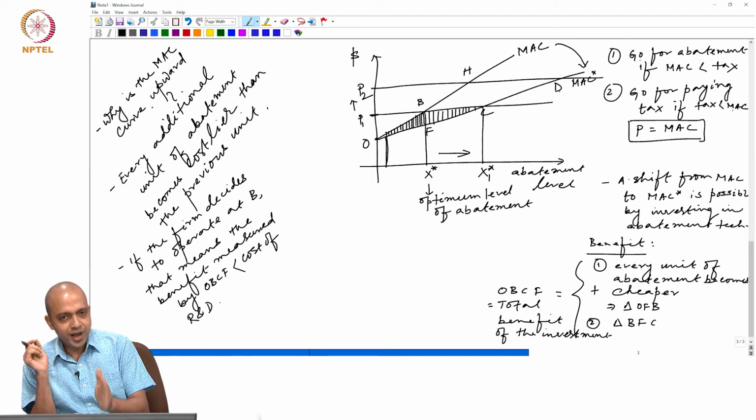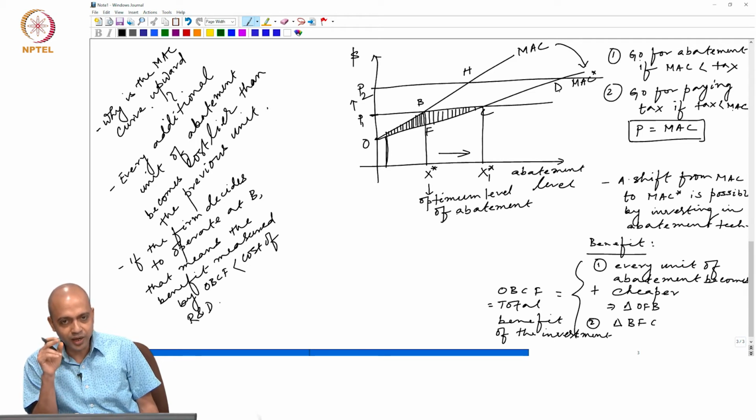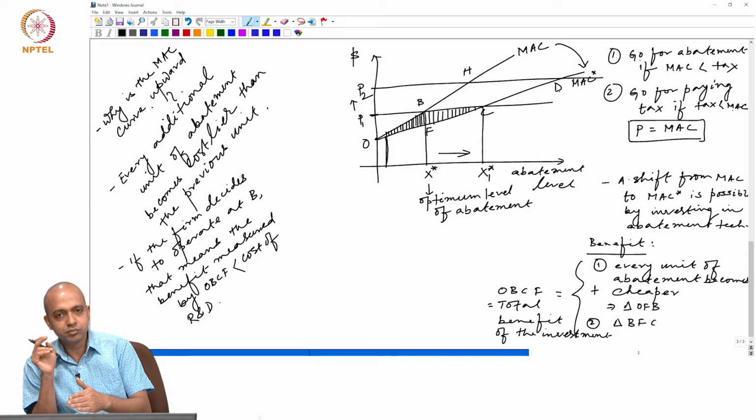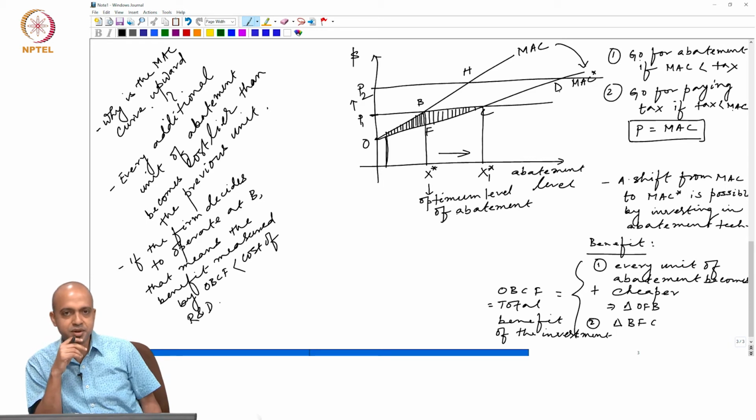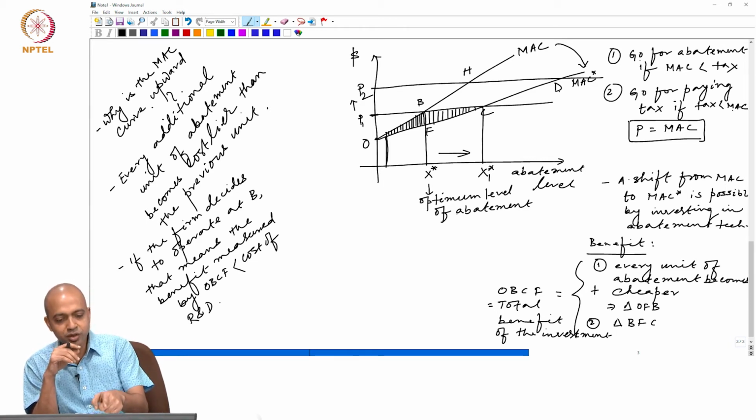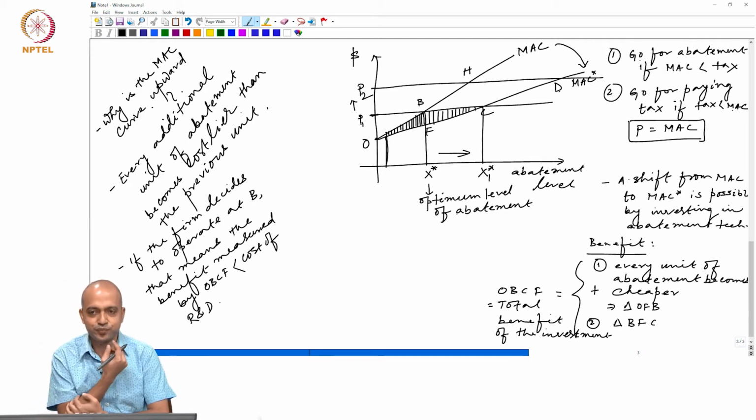Previously, when the tax rate P1 was set at a very moderate level, that was not enough to motivate the firm to go for R&D, that means the technological innovation which could possibly shift the MAC from MAC to MAC star, because the benefit amount measured by OBCF is less than the cost of such R&D.